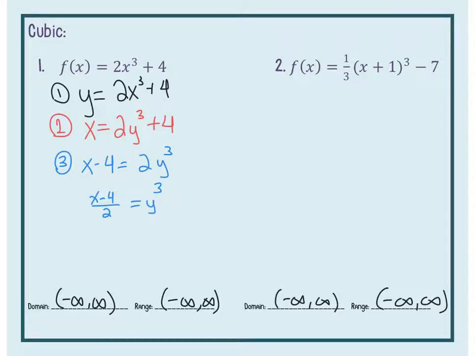Okay, now how do I get rid of a cube? How do I get rid of something being cubed? Listen carefully. I get rid of a cube by taking the cubed root of both sides. So the cubed root of x minus 4 over 2.